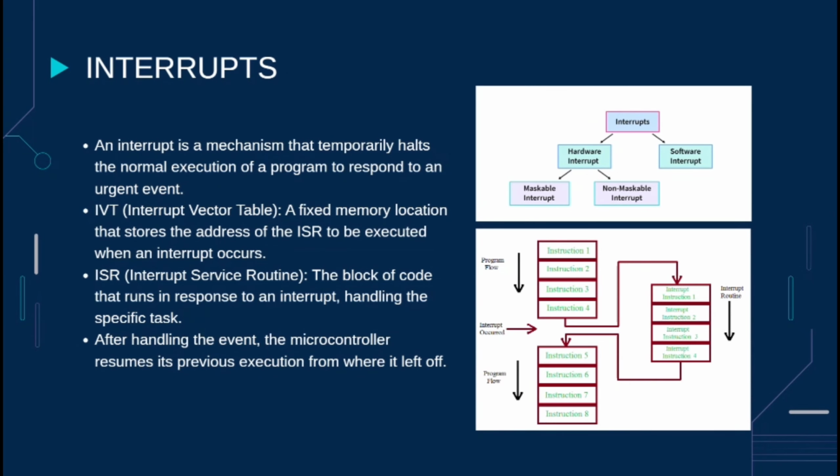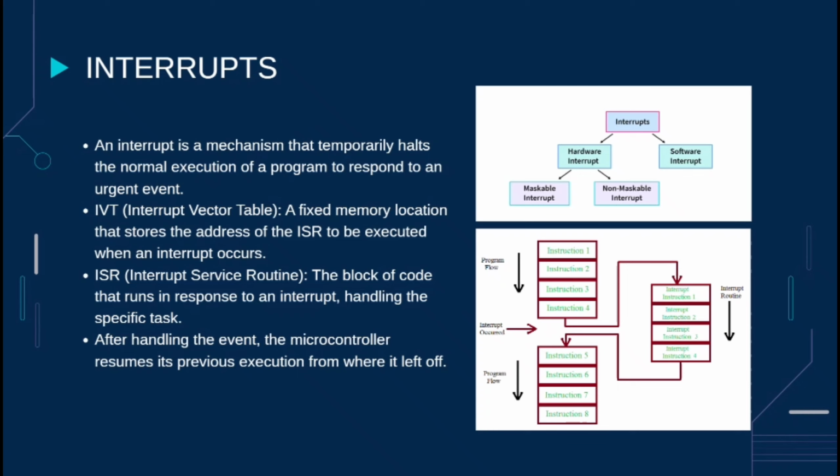So now let's understand interrupts. An interrupt is a mechanism that temporarily pauses the normal execution of a program in order to respond to an urgent event. Now, they are generally classified into two types, hardware and software interrupts. Interrupts created by a hardware peripheral or a component come under hardware, and software interrupts are basically when a program creates an interrupt.